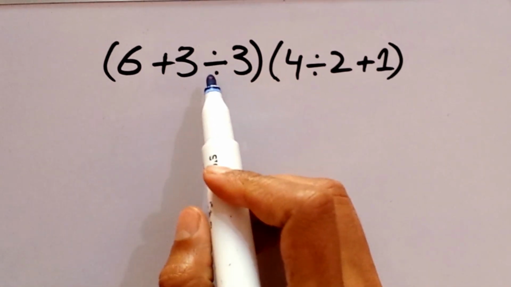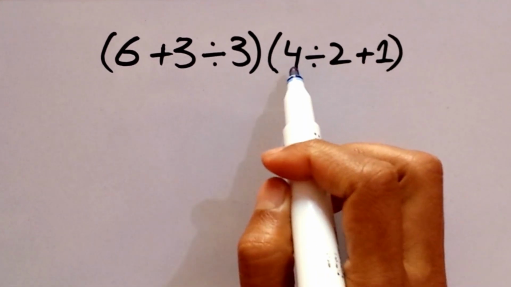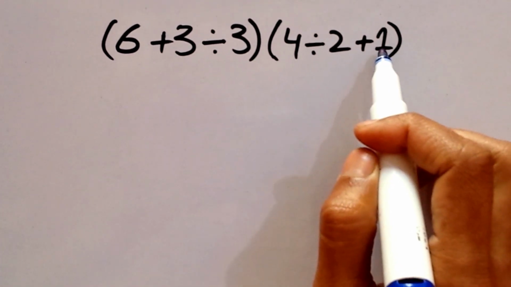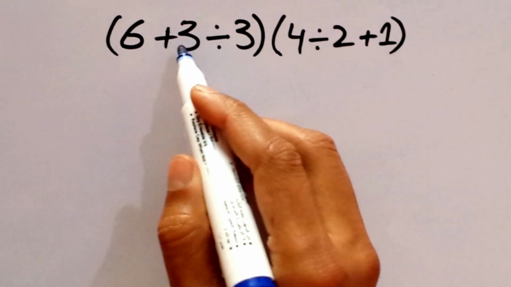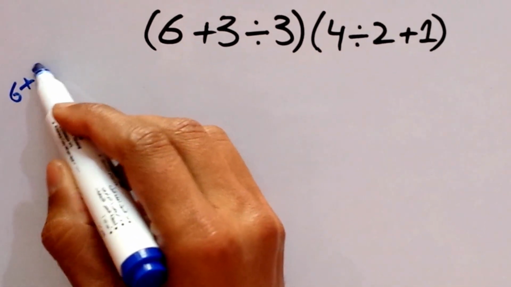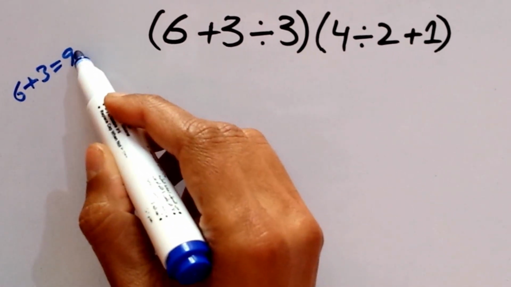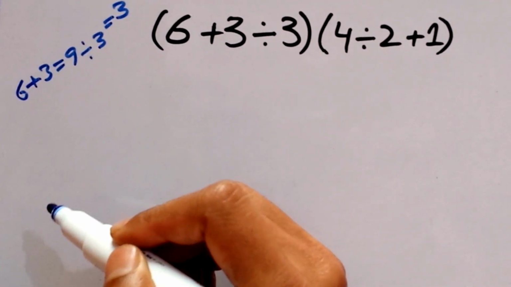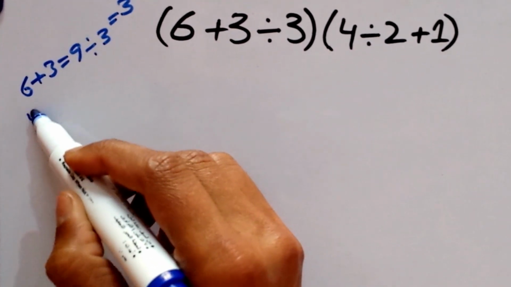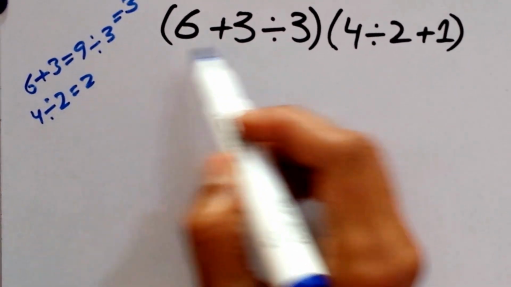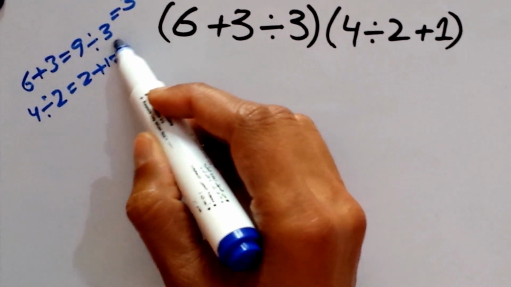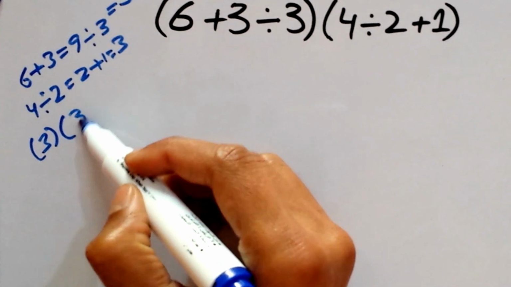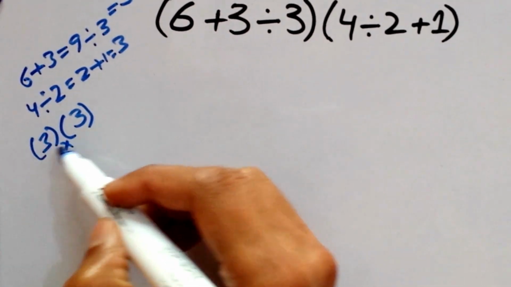We have (6 + 3) ÷ 3 and, in the second bracket, (4 ÷ 2) + 1. Okay, 6 plus 3 equals 9, and divided by 3 equals 3, and 4 divided by 2 equals 2, and plus 1 equals 3. Now 3 and 3. Here is multiply. 3 times 3 equals 9.